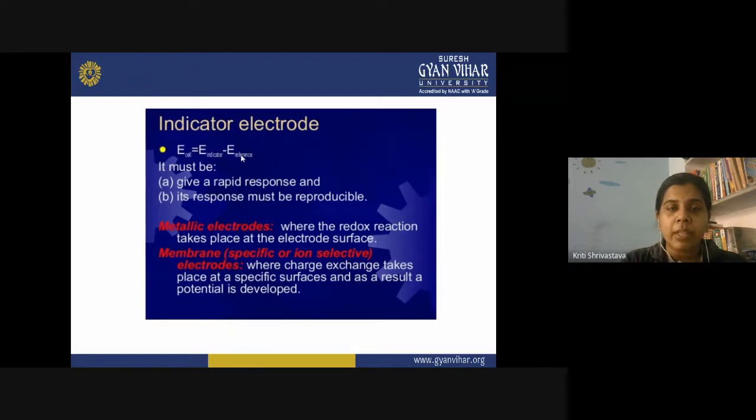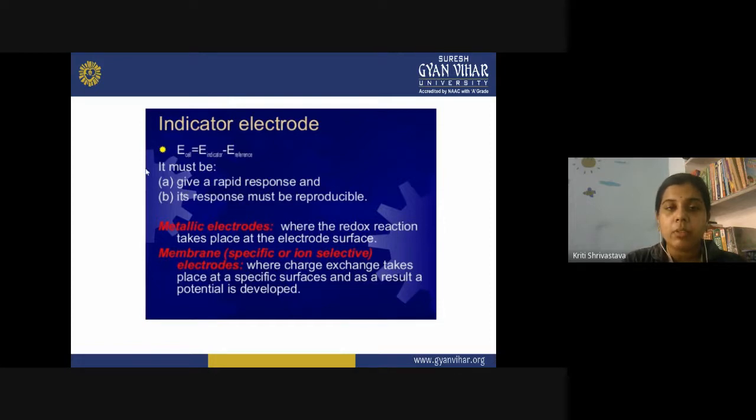So just opposite to your reference electrode, this indicator electrode should give a rapid response. Like we have seen in case of a reference electrode, it should not give response to any change in the system. But my working electrode should give a very rapid response. It should quickly react according to any change in the system. And this response should be reproducible. It means that if a similar change happens again, the similar response should be given again.